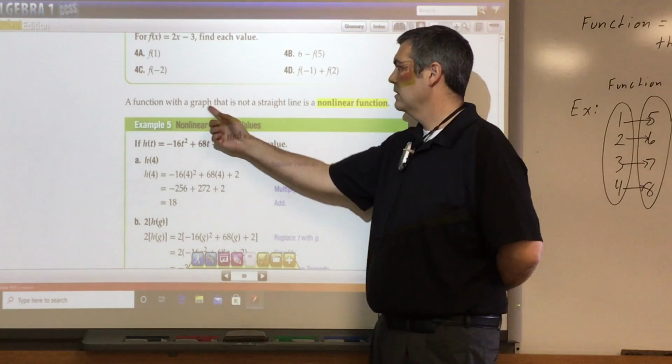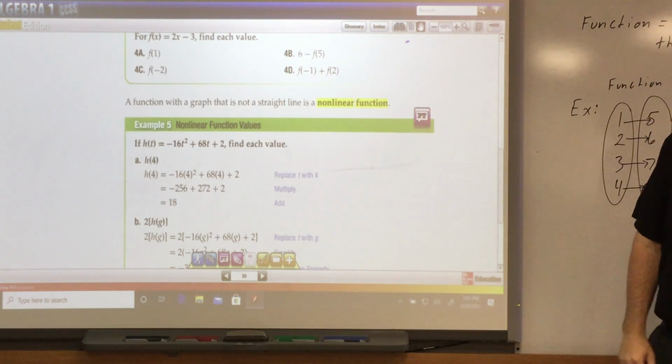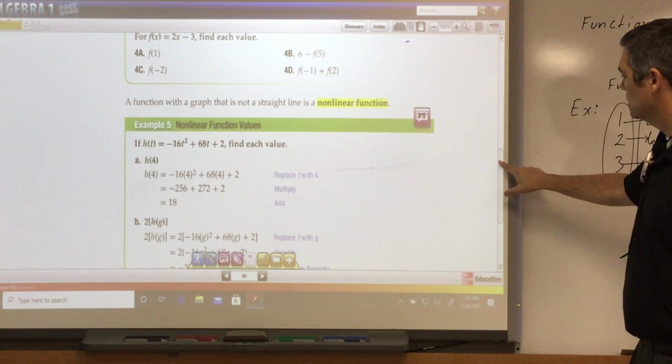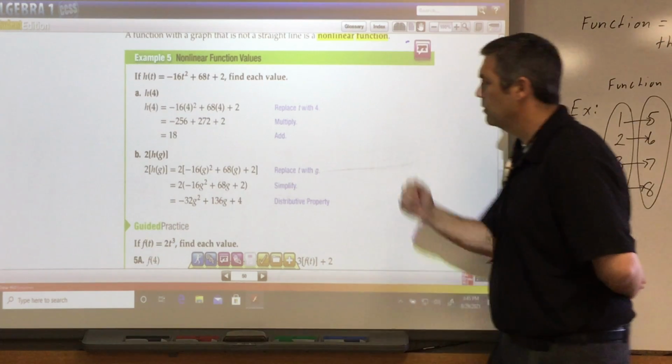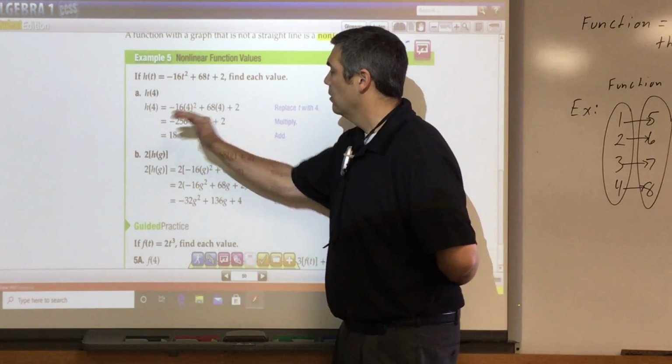A function with a graph that is not a straight line is a non-linear function. Okay? If it's not a straight line, it's non-linear. Should know that at this point. All right, so I wanted to show one last thing, but we'll check.